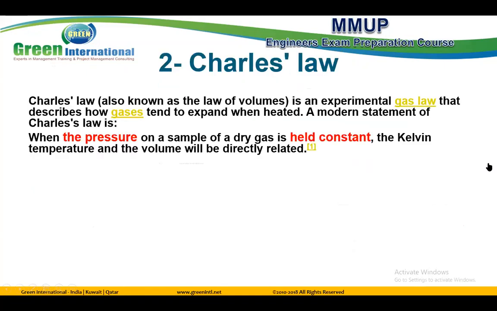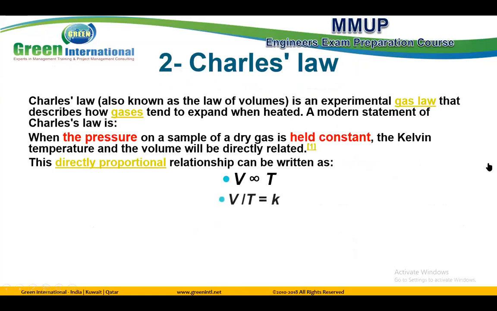Charles' law: here we study the relation between volume and temperature, which is directly proportional. The famous relation used is V1 over V2 equals T1 over T2, when pressure remains constant. Now, is this clear? For Boyle's law, temperature is constant, so P and V are related. For Charles' law, pressure is constant, so volume and temperature are proportional together.